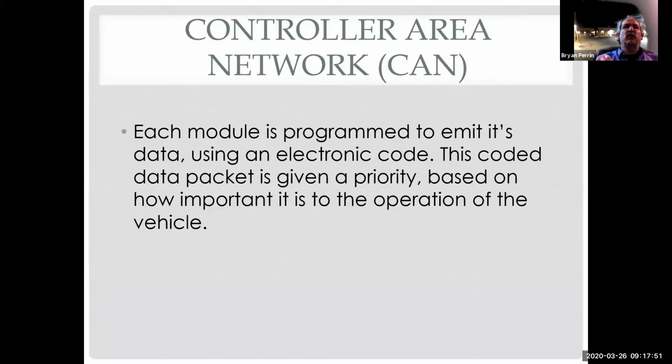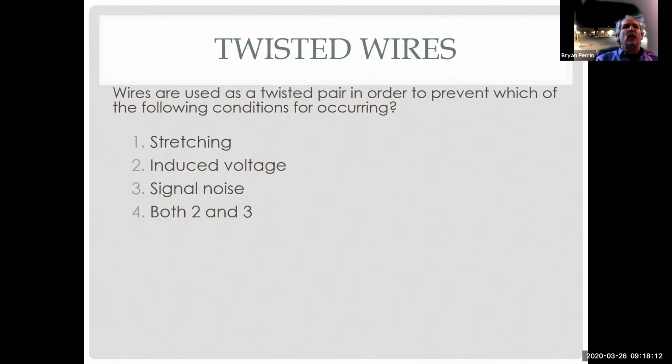Each module is programmed to emit its data using electronic code. That coded data packet is given priority based on how important it is to the operation of the vehicle. So some packets, again, are much more important than others. In order to know who to send messages to, I need to what? Know everyone's address. So that's part of that coding or programming function. Wires are used in twisted pair in order to prevent which of the following conditions from occurring.